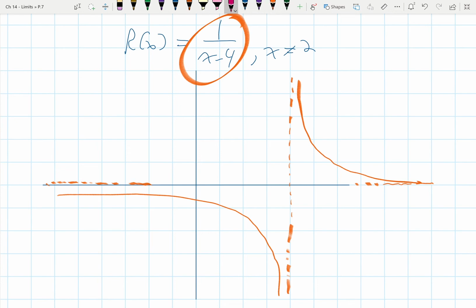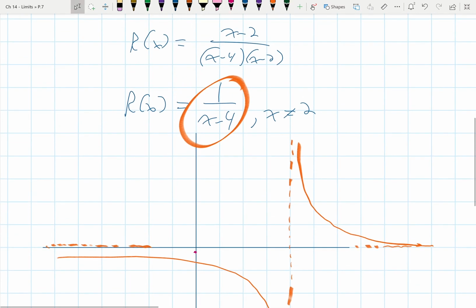And what's the y-intercept of this? None. Oh wait. Y-intercept. 0. Negative 1/4. That's an actual point. Now, better question, where's the hole at?